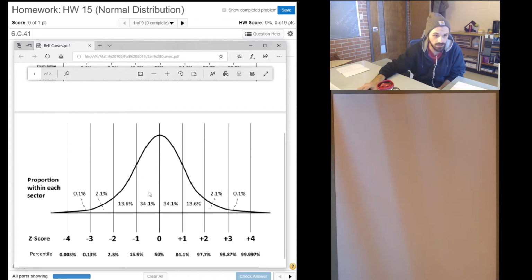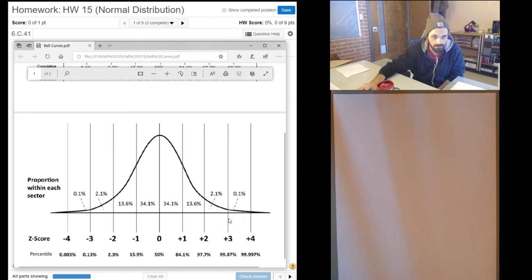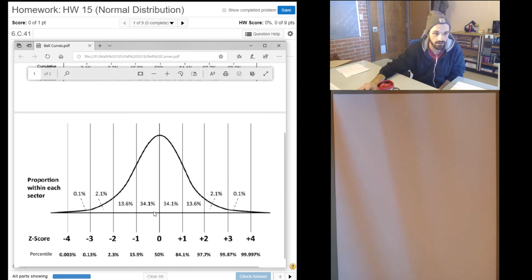And this picture here has a more clear example of these z-scores and how these z-scores measure how many standard deviations you are away from the average. So if you have a z-score of +3, that means you are 3 standard deviations to the right of the average. If you have a z-score of -4, that means you are 4 standard deviations to the left of the average.